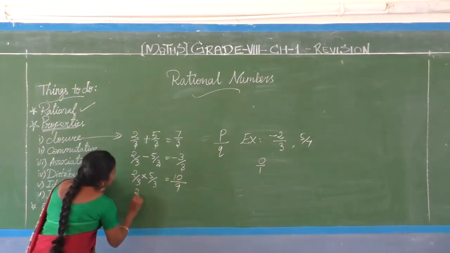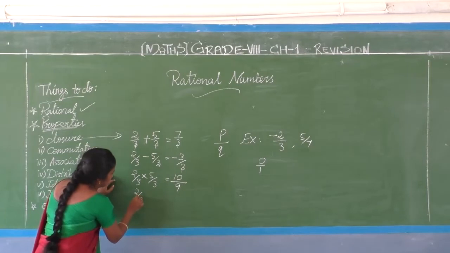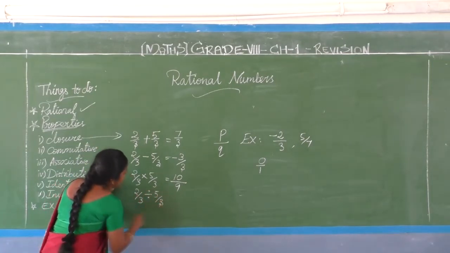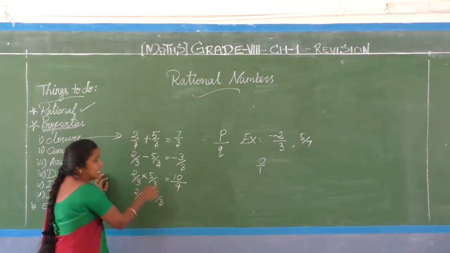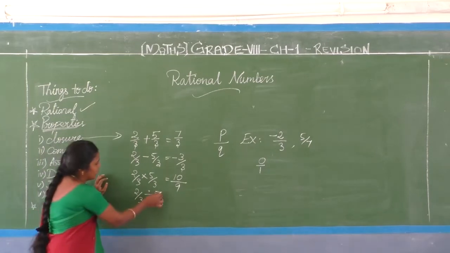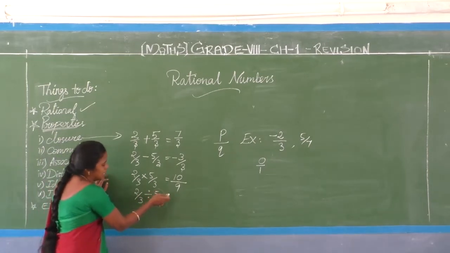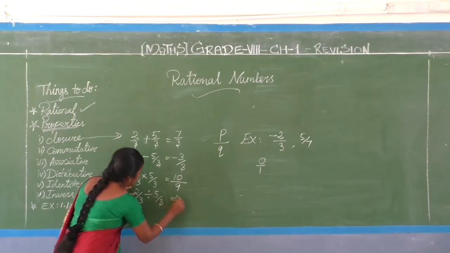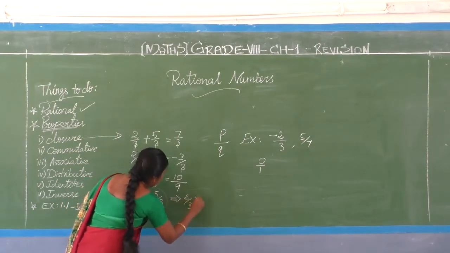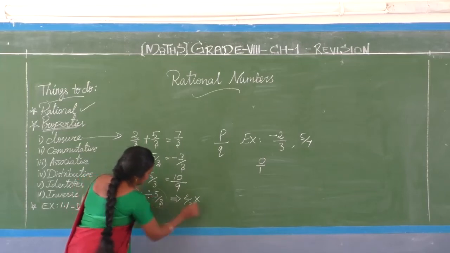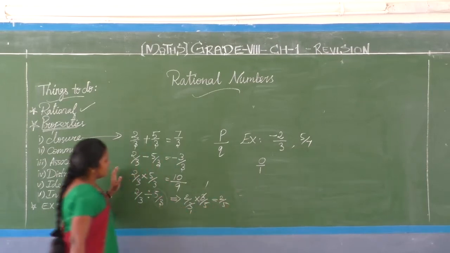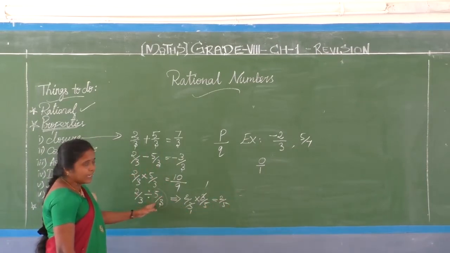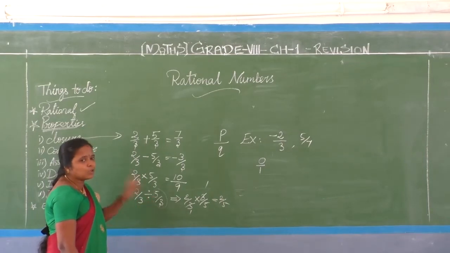But if you take division, 2 by 3 divided by 5 by 3. How does division work? Already I said, division of any fraction by another is multiplication by the reciprocal. That means we have to change to the reciprocal. The reciprocal of 5 by 3 becomes 3 by 5. So 2 by 3 multiplied by 3 by 5. 1 3 is 3, 1 3 is 3. Answer 2 by 5. Clear? So division is also possible, but this is not suitable for all cases.